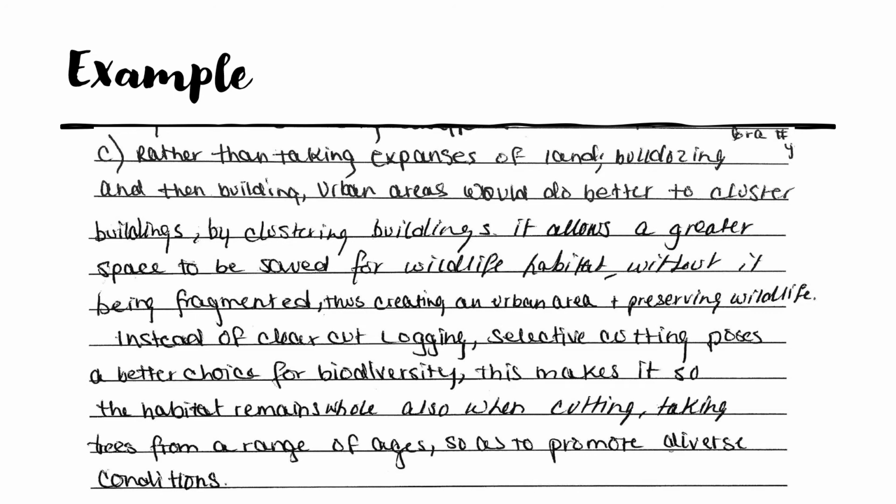Instead of clear-cut logging, selective cutting poses a better choice for biodiversity. This makes it so the habitat remains whole. Also, when taking trees from a range of ages so as to promote diverse conditions. So again, it mentions the smart growth of clustering buildings together, as well as how to cut the forests.